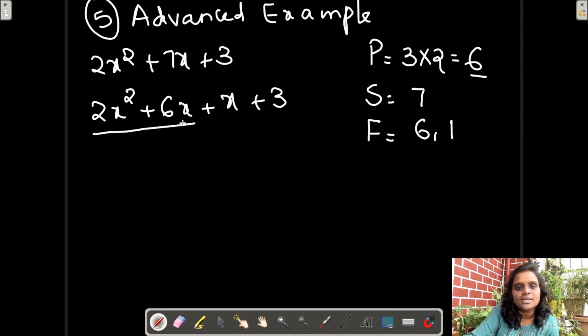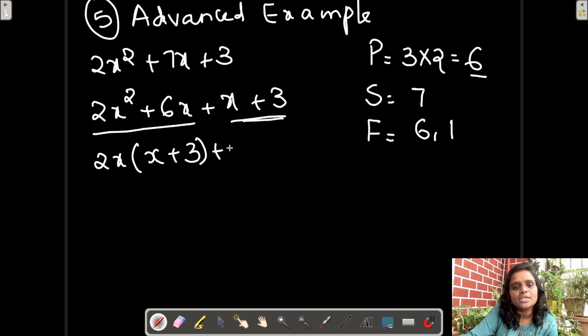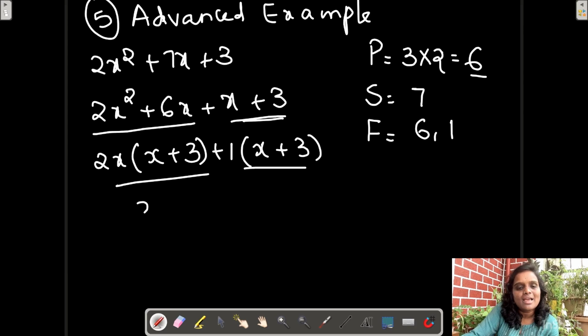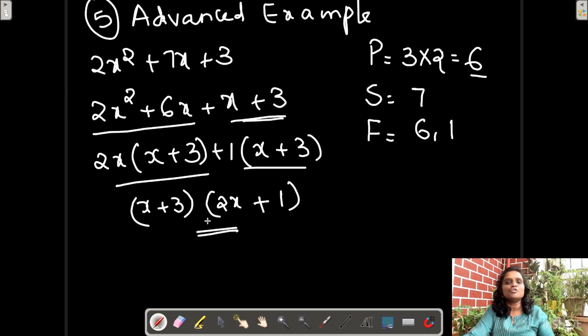Take the first two terms. Take what is common in these first two terms. You have 2x as common. Right? So what is left out in the first term? x. Plus what is left out in the second term? 3. Now take what is common in these two terms: nothing. So take 1 as common, x plus 3. In these two terms, what is common? x plus 3 is common. So what is left out in the first term? 2x, plus what is left out in the second term? Plus 1. This is how you solve advanced problems.